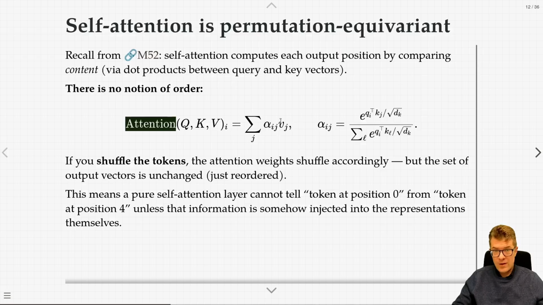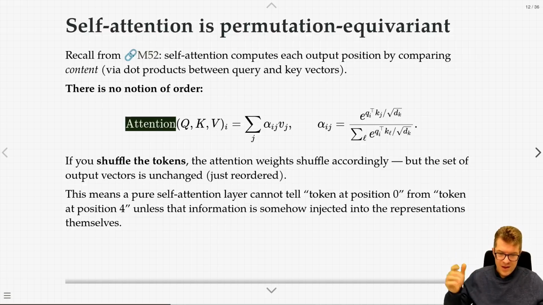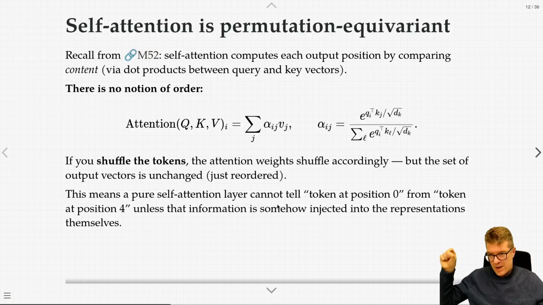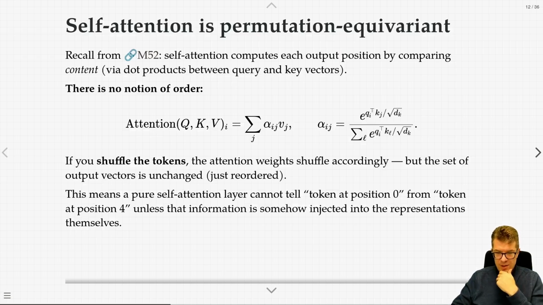There's nothing we've obtained so far that allows us to say this word occurs immediately before you, this word occurs in position j. There's nothing of the sort. So a pure attention or self-attention layer will not be able to tell that this is the token at position 0 and this is the token at position 4, unless there's some label associated with each of those representations. And that's what we need positional encoding for.